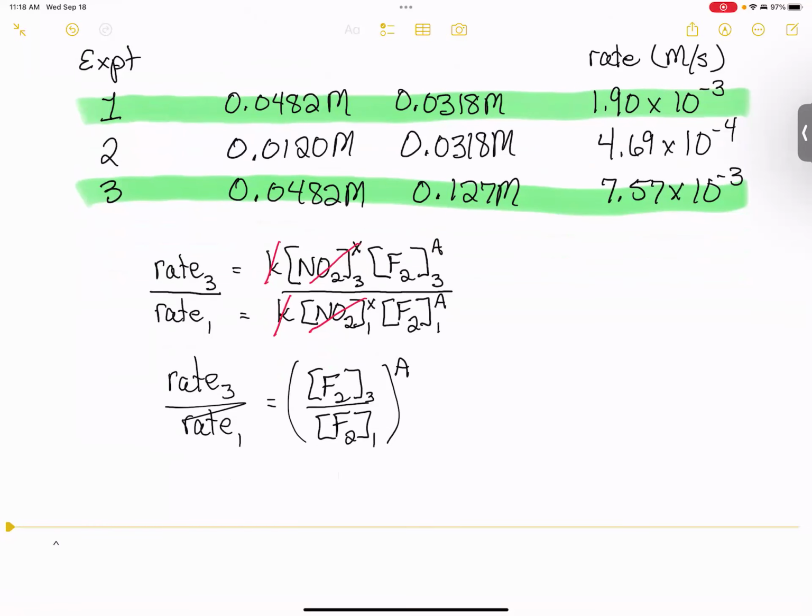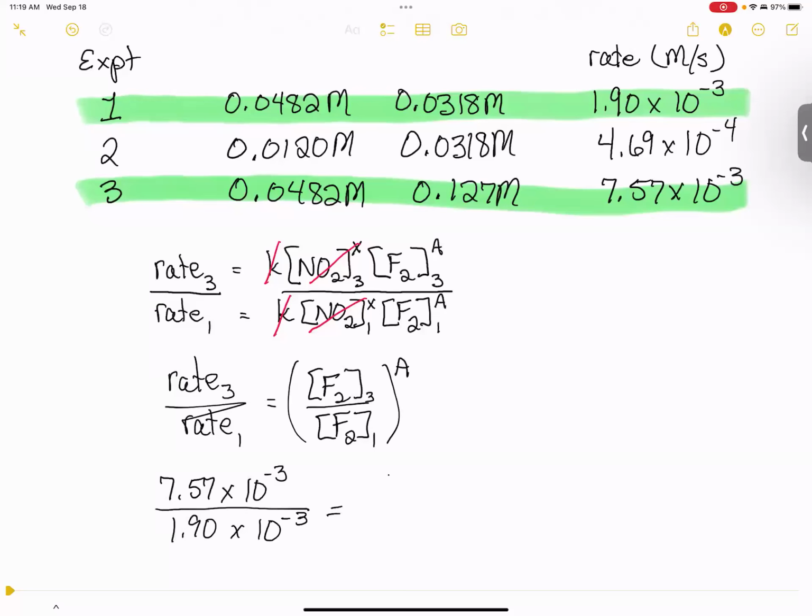So 7.57 times 10 to the minus 3 divided by 1.90 times 10 to the minus 3 is equal to F2, which was 0.127 for experiment 3, divided by F2 for experiment 1 of 0.0318 raised to its power.